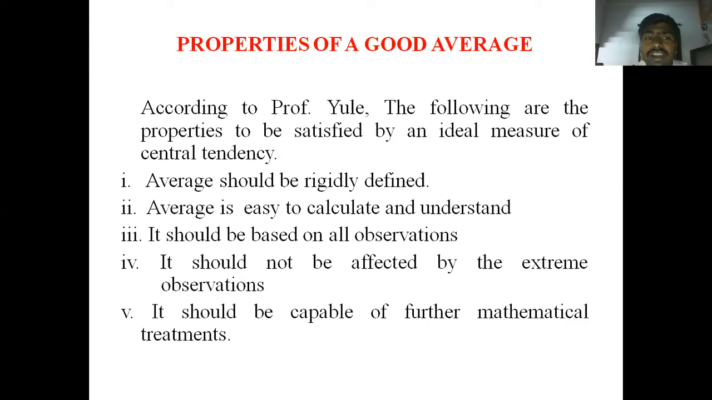Coming to the first one, it should be rigidly defined. It's a well-defined method, and it should be easy to calculate and easy to understand. Whatever method you are using should be based on all observations. Fourth, it should not be affected by extreme values. And lastly, it should be useful for further mathematical treatment. Then only we can say that it is a good method. When you look at these 5 points, if any method satisfies these 5 points, we can say that it is a good average.